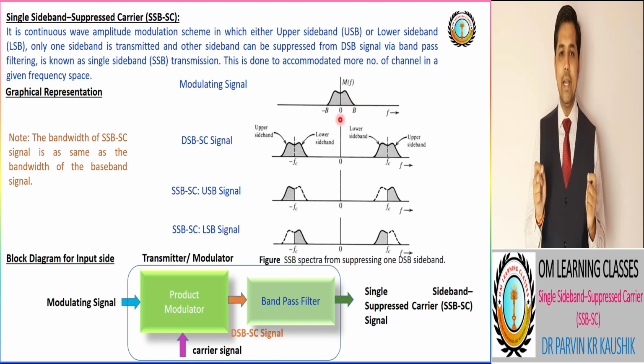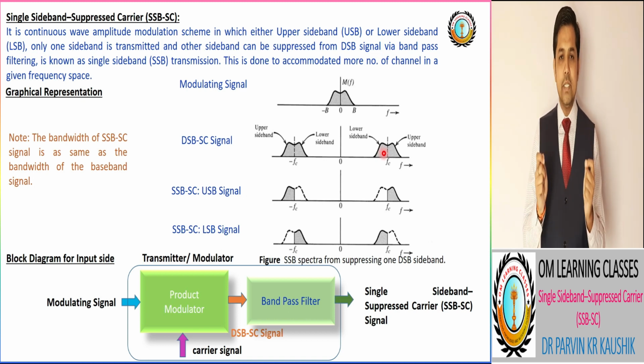This modulating signal is multiplied using a product modulator with the carrier signal, which is a high frequency signal, and as a result we get the DSB-SC signal. This signal has a disadvantage. The modulated spectrum contains the modulating information twice, in the upper sideband as well as the lower sideband.